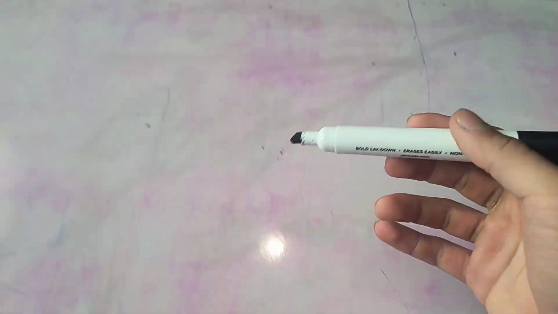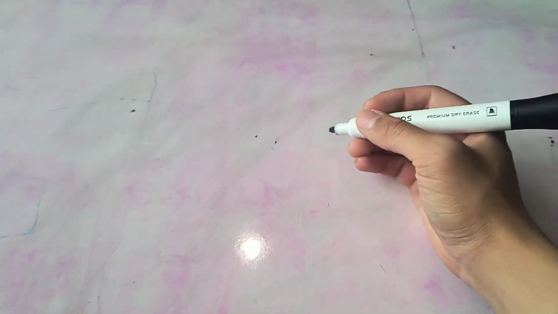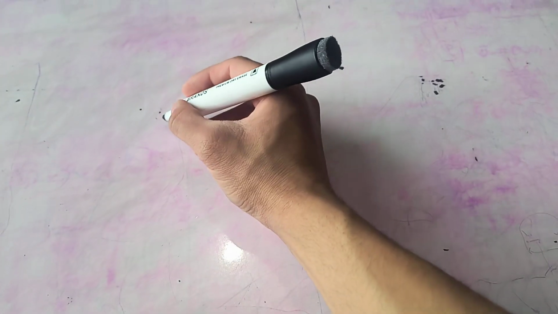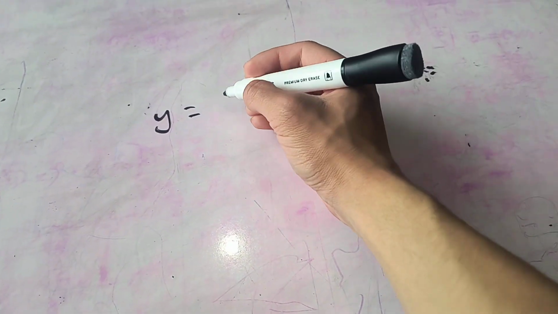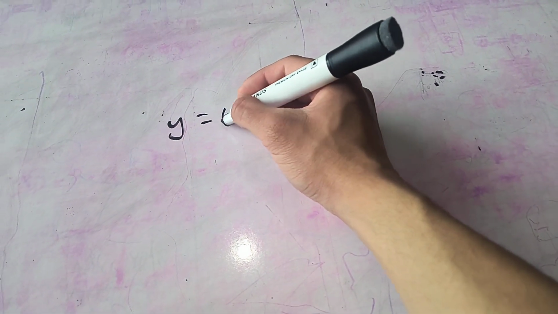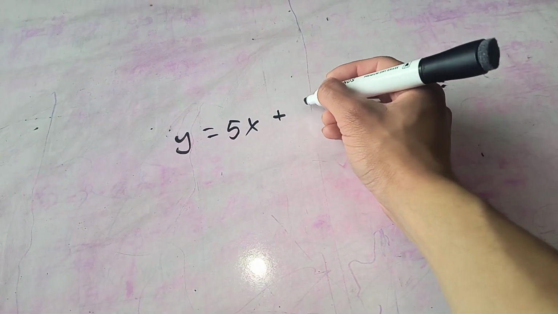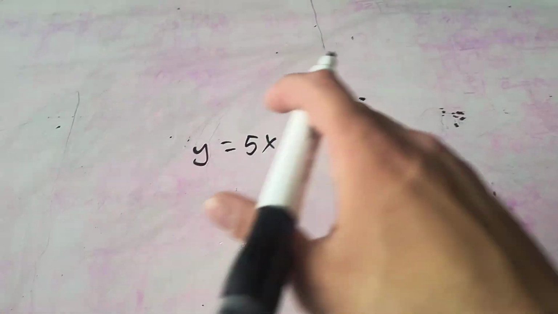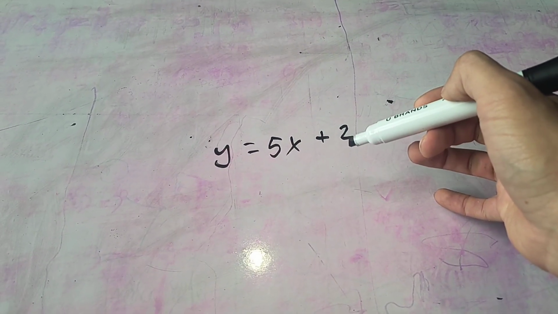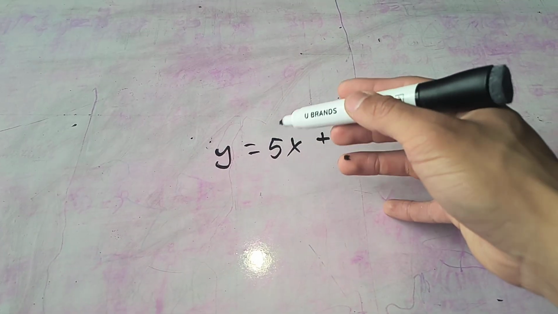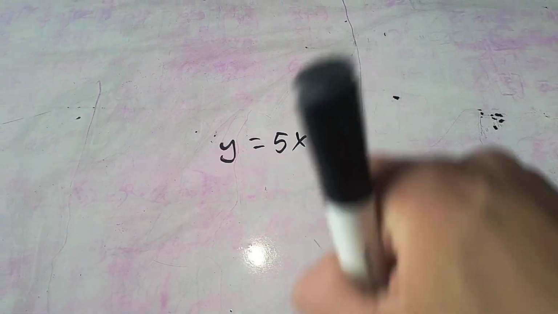I'm going to show you how we write the slope-intercept form. I showed you that a linear equation like this is in what we call slope-intercept form, where this number right here is the y-intercept, and this number right here is the slope of the line.